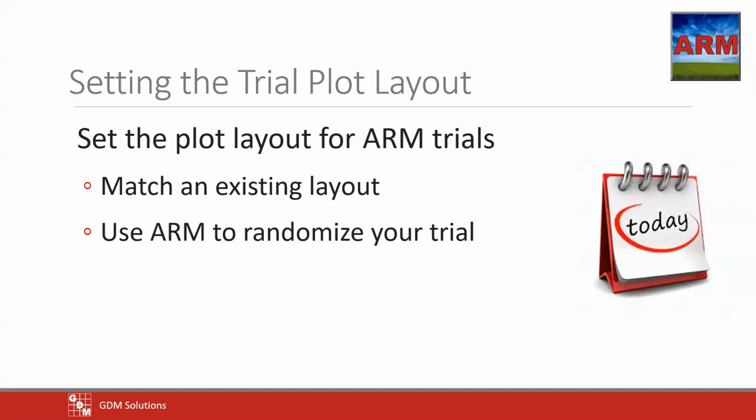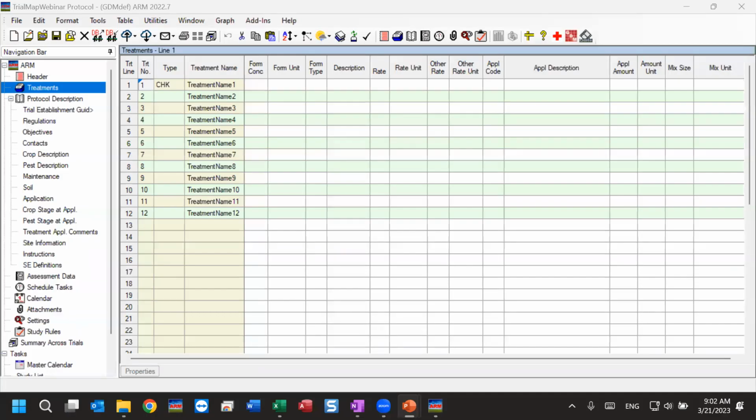Right, so again, welcome. Today we're discussing the trial map within ARM, getting your randomization set, either to match one you've already decided upon or use ARM to make that randomization in the first place. To start here, I just have a pretty much blank, empty protocol that's got 12 make-believe treatments in it, just to make it easy for us to manipulate the trial map.